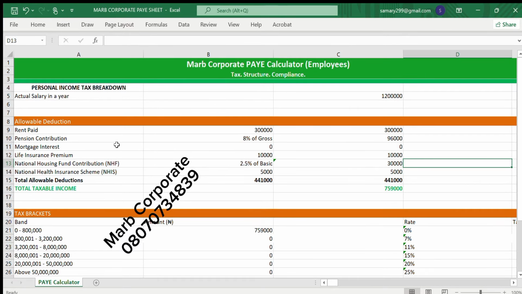Alright, so in this video, I want to show you how to calculate your tax yourself as an employee, and how your HR is calculating your tax. So if you are planning on getting a new job and you are discussing your salary, you should be able to know what your net income is.